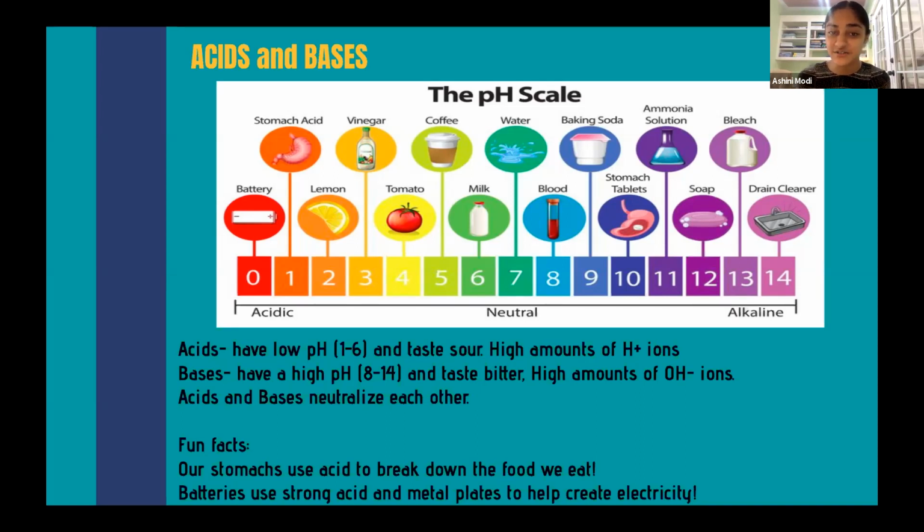Acids and bases actually neutralize each other. And so that's why when you taste water, it doesn't really have a taste because it's neither acidic, it doesn't taste sour, and it doesn't taste bitter. It's right in the center.